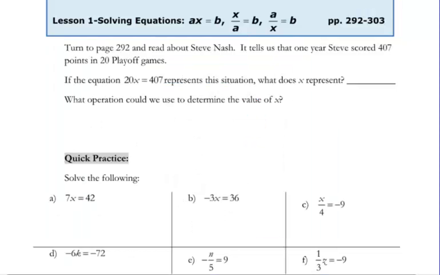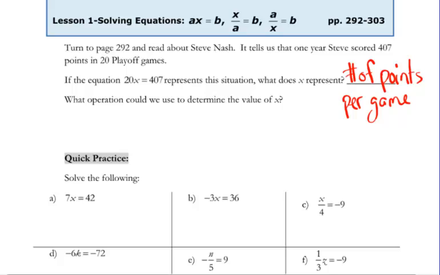Okay, lesson 1, solving equations. If you turn to page 292 and read about Steve Nash, you will find that it tells you that one year Steve scored 407 points in 20 playoff games. If the equation 20x equals 407 represents this situation, what does x represent? Well, x represents the number of points per game.